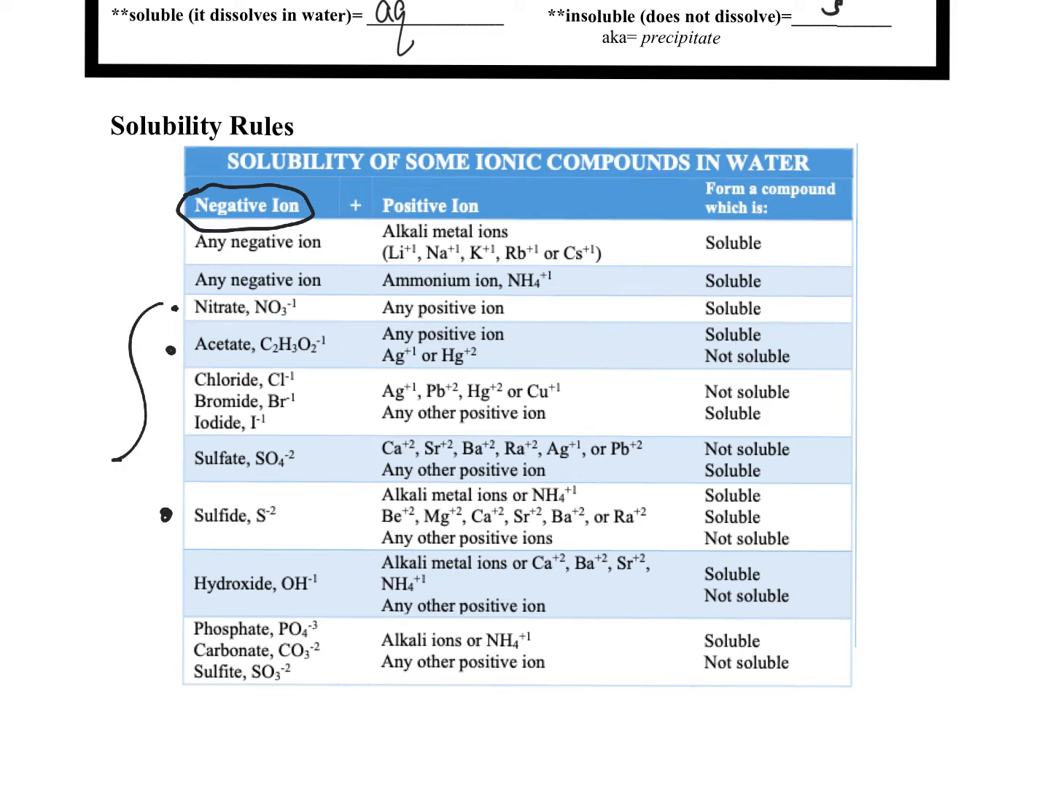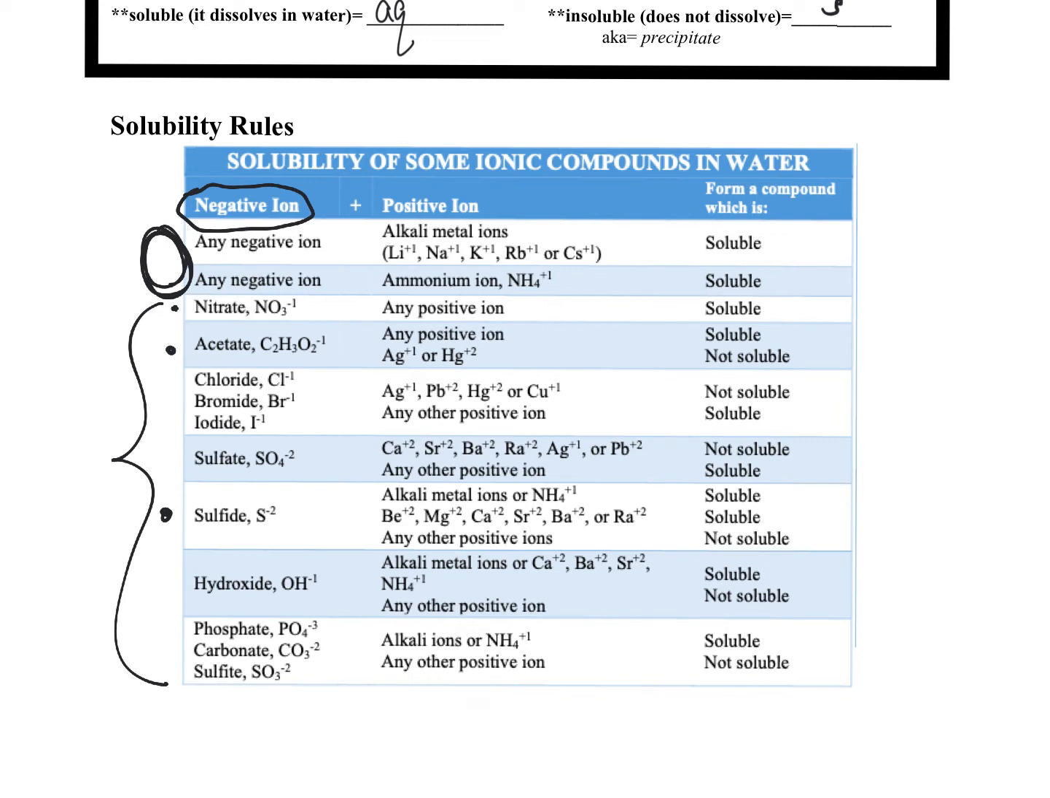If it does not have its own special row, then you would look at the any other negative ion or the any negative ion lines. Once you have figured out which line you are looking at, then you look at the positive ion. And the positive ion just tells you if it's going to be soluble or not soluble.